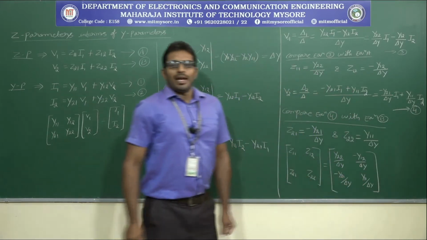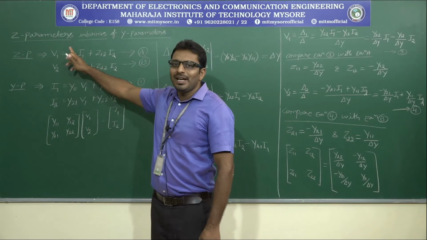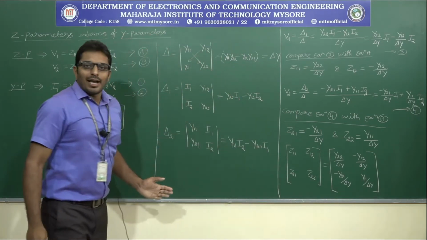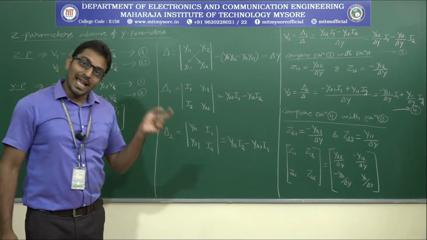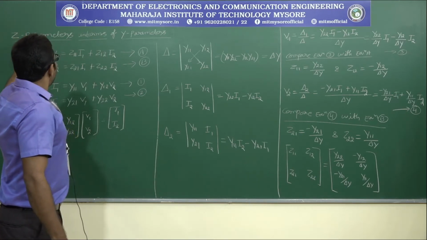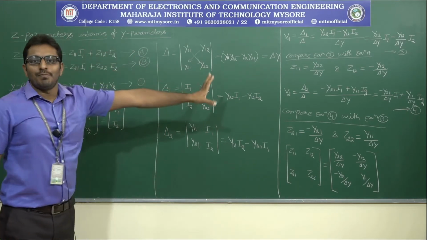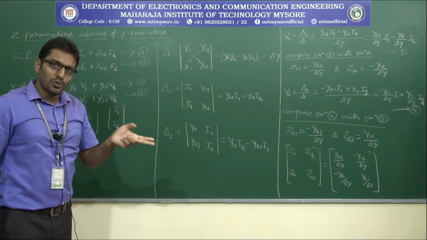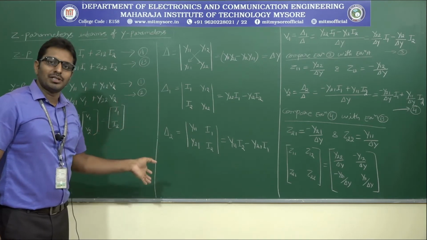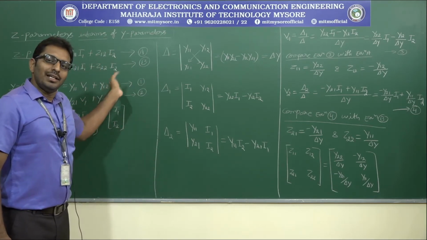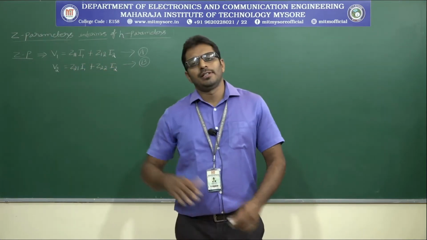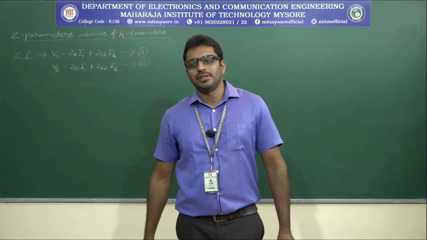This is how we can express Z parameters in terms of Y parameters by using the Cramer's rule method. The same method we apply when finding the Y parameters in terms of Z parameters. Only in these two cases are we following this matrix method and applying Cramer's rule in order to express Y in terms of Z and Z in terms of Y. Thank you. Now let us move on to the next interrelationship.